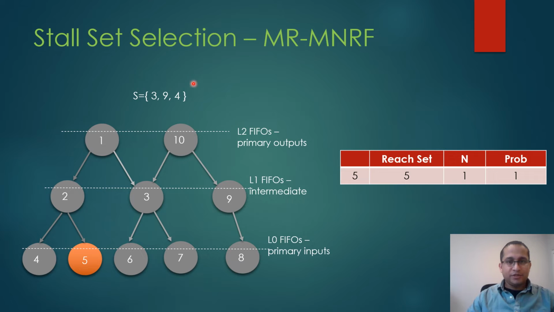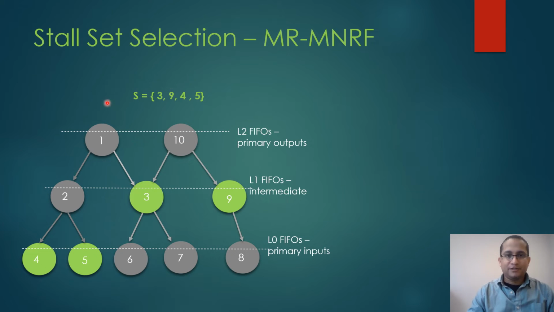So 4 now gets included in the stall set, and no node pruning needs to be done because there's no element in the 4 reach set and no element which has 4 in its reach set which is not already pruned. So the only node remaining is 5, and in the next round 5 will get selected into the stall set. So we now have the final stall set selection, which is the set of FIFOs that we're going to stall in a particular test. For a different test, we repeat the process again, find a new stall set, and stall those FIFOs.